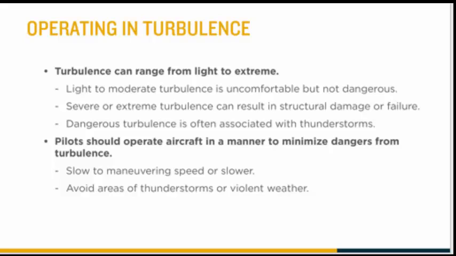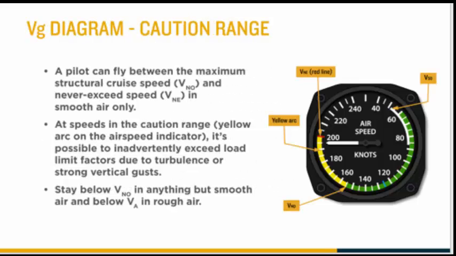So turbulence can range from light to extreme. Light turbulence momentarily causes slight erratic changes in altitude or attitude. Moderate turbulence is similar to light turbulence but of greater intensity. Severe turbulence causes large abrupt changes in the attitude or altitude of the aircraft, and you might be out of control momentarily. So in turbulence, pilots should slow to an appropriate speed and stay well clear of bad weather. We've seen this in our simulator.